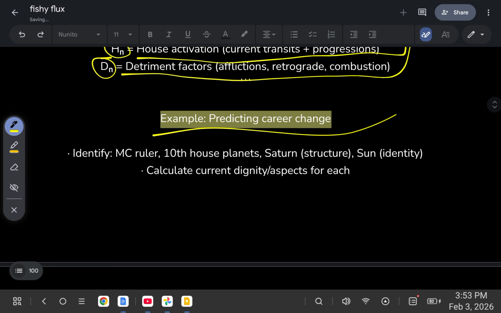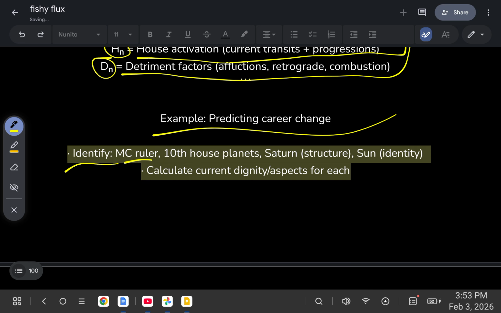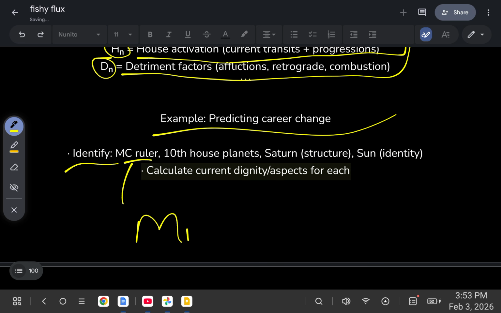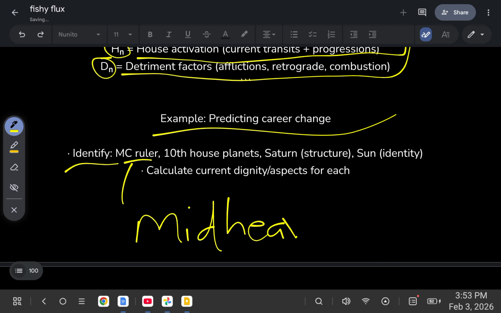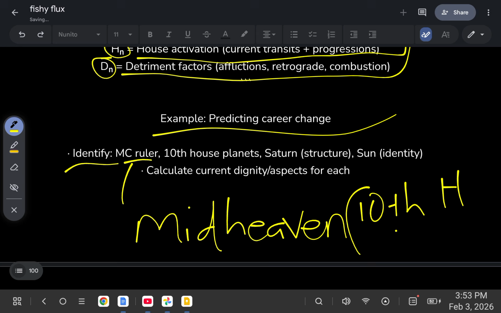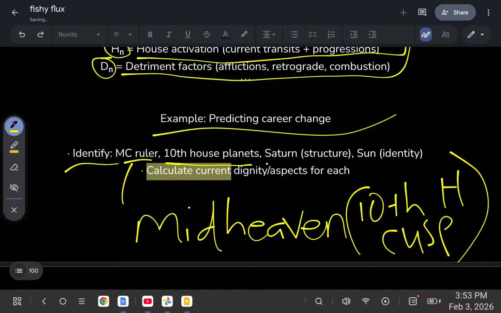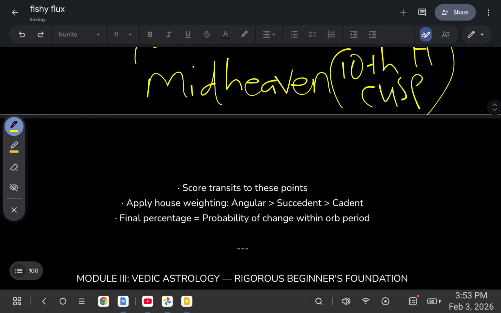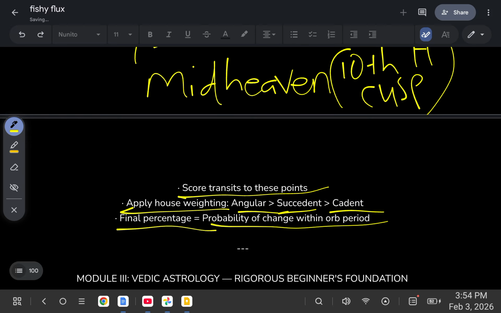Okay? For example, we're going to predict a career change. We need to identify the MC ruler, also known as your midheaven, also known as your 10th house cusp. So these are 10th house planets, Saturn structure, Sun identity, and we calculate current dignity and aspects for each. Then we score transits to these points. We apply house weighting: angular greater than succedent, greater than cadent. And our final percentage equals the probability of change within the orb period.